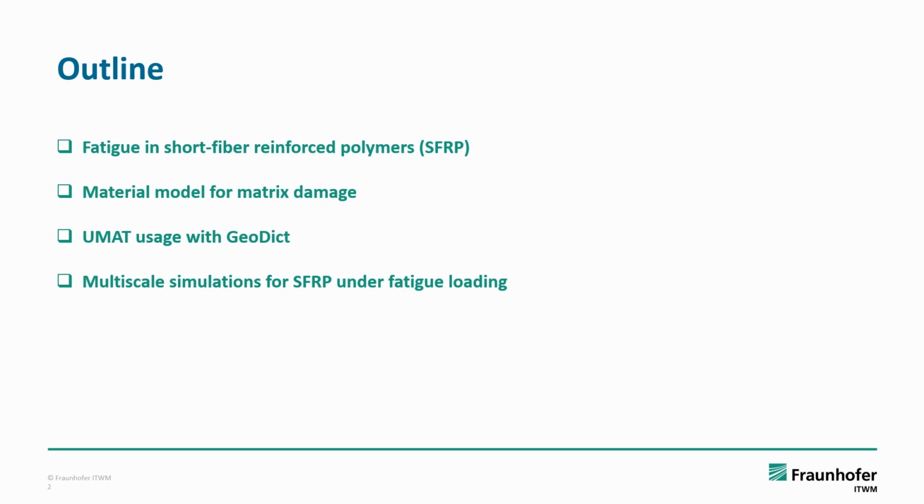And based on that knowledge, we are then going to present a material model for the matrix damage in order to model this kind of degradation or fatigue process. In a third step, we are going to discuss in detail how to implement this material model within Geodict using a UMAT. This discussion is actually not only limited to fatigue damage models, but might be also of interest for people who just want to integrate some general UMAT within Geodict.